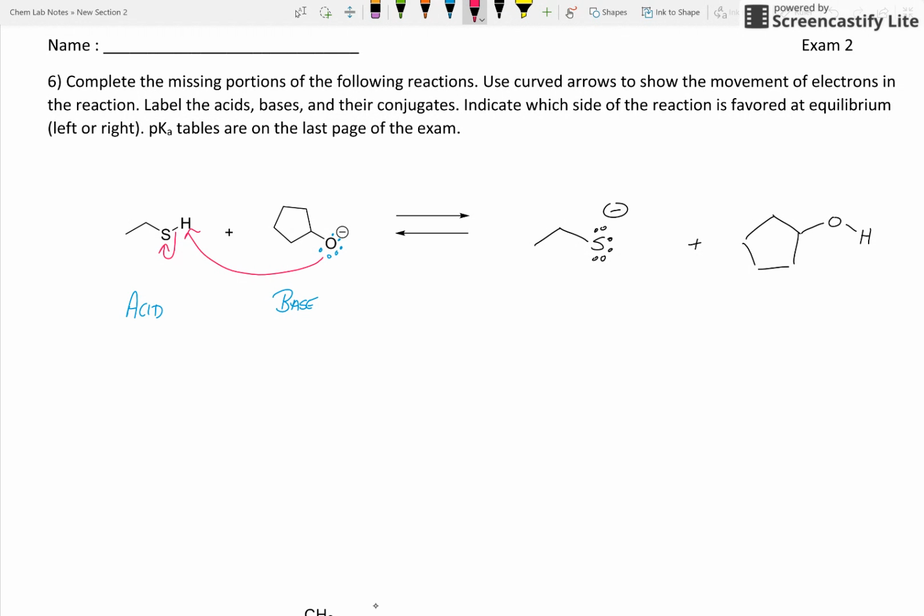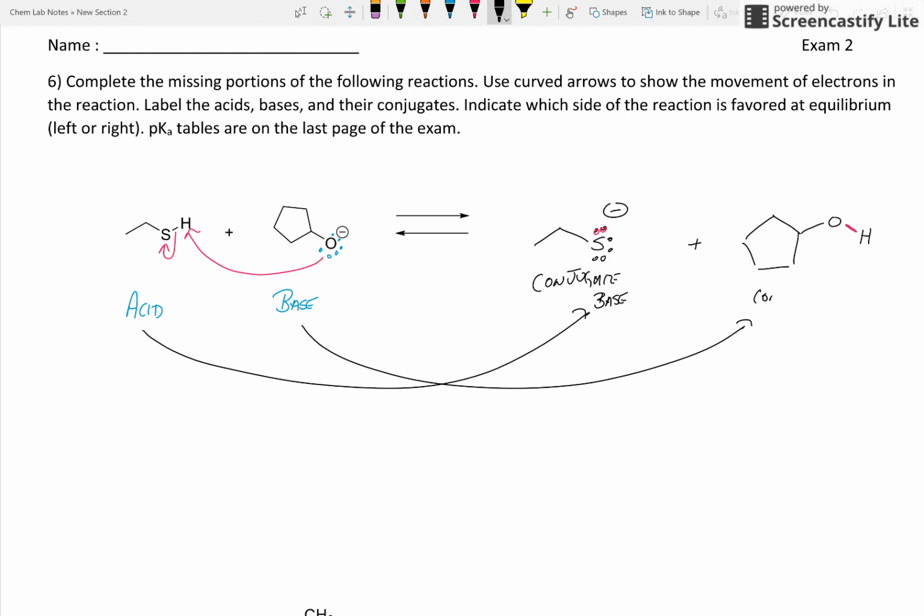And if we want to come back and color code this, there's our pink bond that we showed with our movement of electrons, and there could be a pink lone pair there from the arrow that we have going back to the sulfur. Acids turn into conjugate bases. And bases turn into conjugate acids.